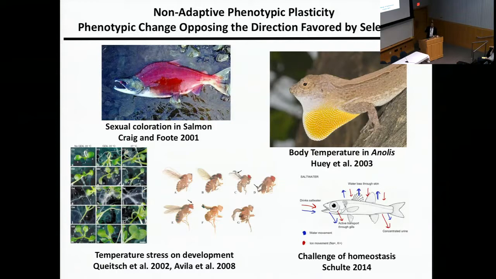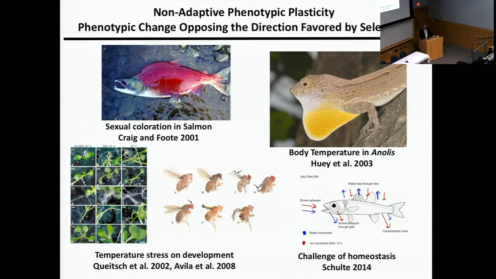Work by, for example, Ray Huey and colleagues has noted that in the absence of any kind of behavioral thermoregulation, if you put ectotherms in cold environments, they do poorly. They would prefer much warmer temperatures, but the fact that they're ectotherms pushes them away from that optimum. And so they have to compensate either through behavioral thermoregulation or biochemical changes to deal with that. In other cases, suboptimal temperatures or conditions can just result in chaos.